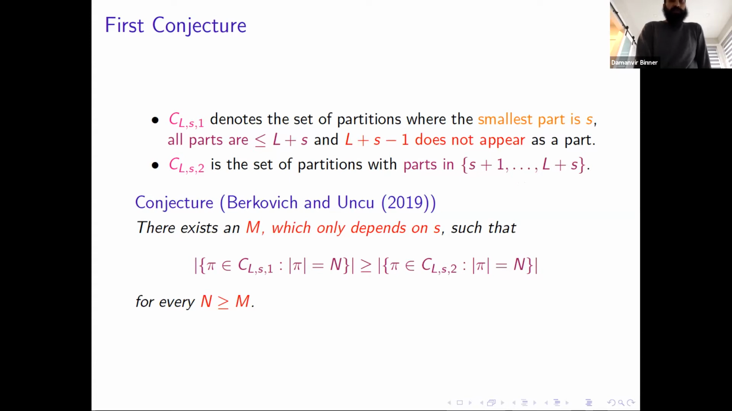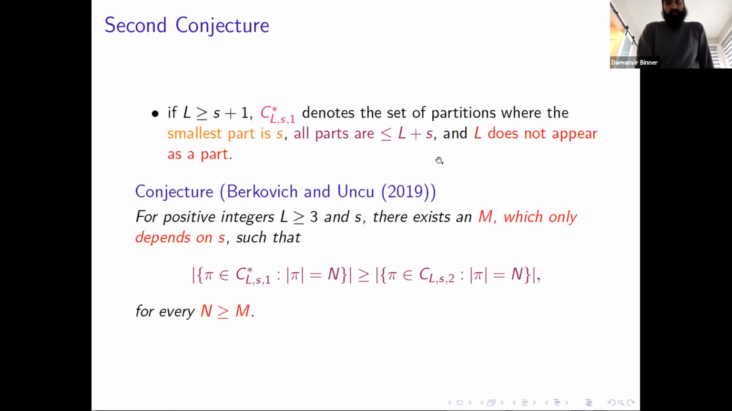With this notation, they conjectured that there exists a bound M which only depends on S, such that whenever N is larger than the bound, the number of partitions of N in CLS1 is more than the number of partitions of N in CLS2. For the second conjecture, they replaced the impermissible part L plus S minus 1 with L instead. So now it is independent of S, and then they made the exact same assertions.